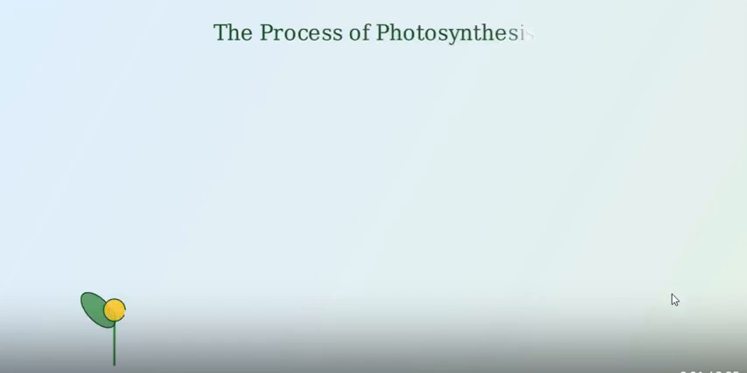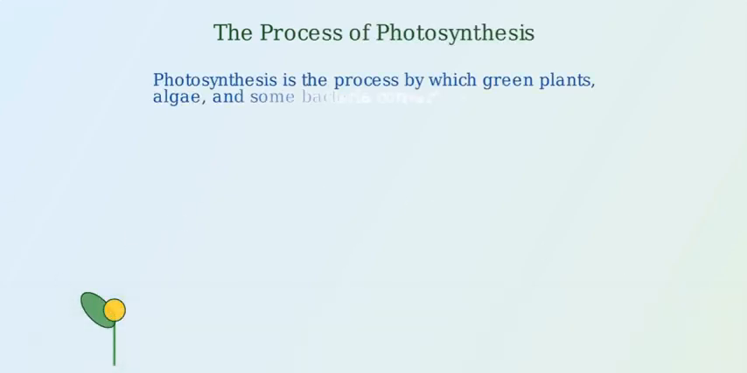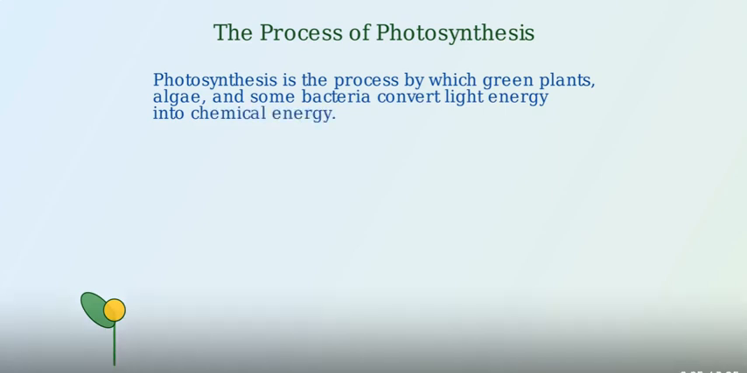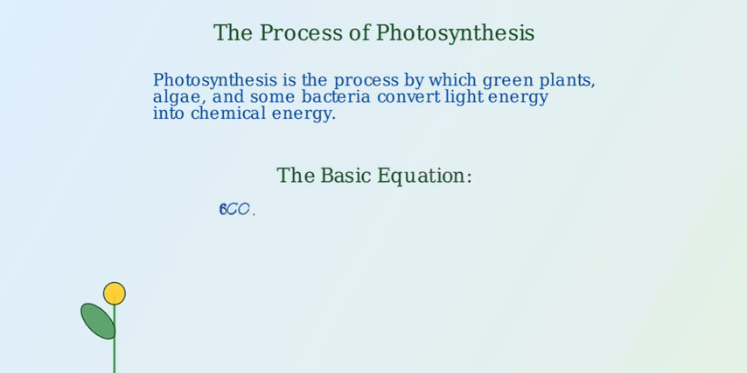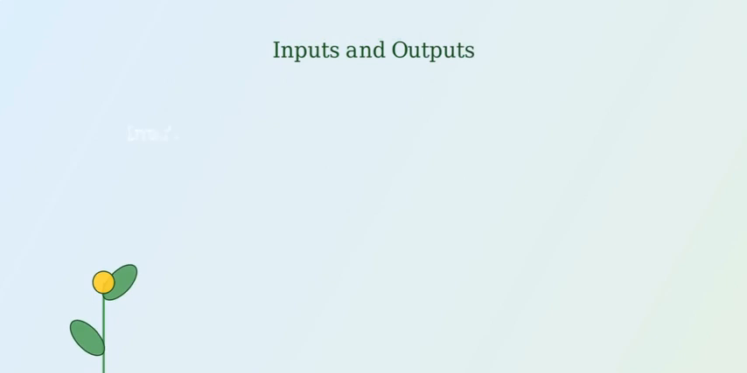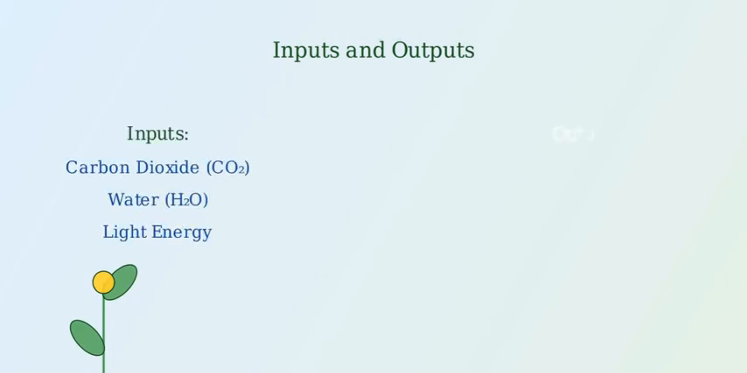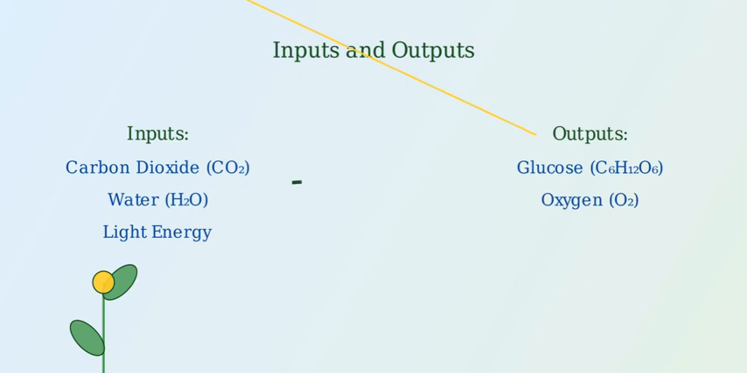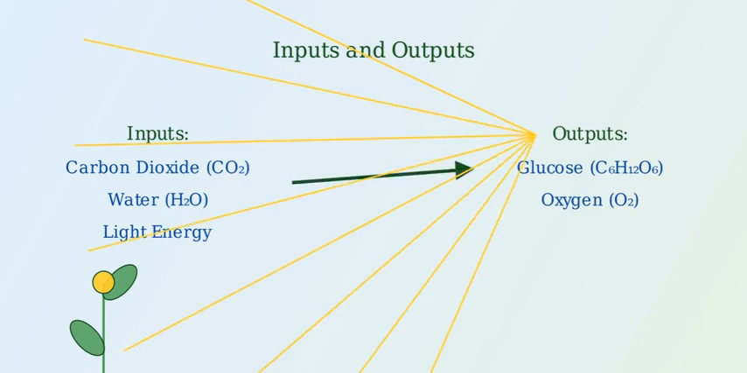Photosynthesis is the process by which green plants, algae, and some bacteria convert light energy into chemical energy. The basic equation of photosynthesis shows that plants take in carbon dioxide and water, and using sunlight produce glucose and oxygen. Plants take in carbon dioxide from the air and water from the soil. Using sunlight captured by the plant, these are transformed into glucose, which provides energy for the plant, and oxygen, which is released into the atmosphere.